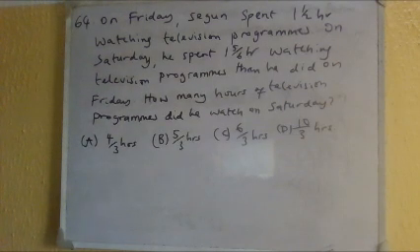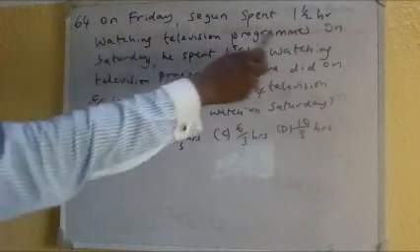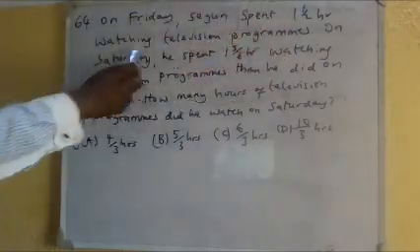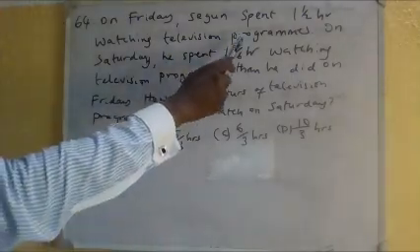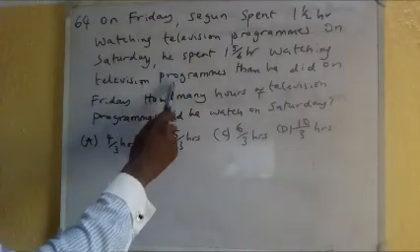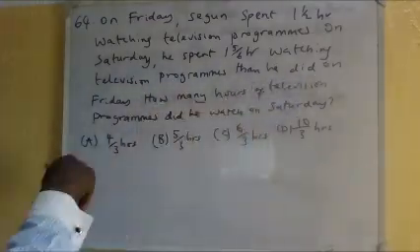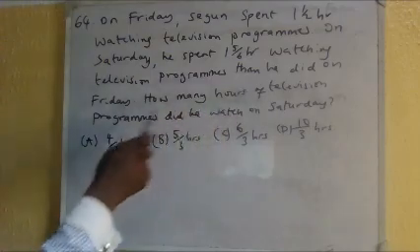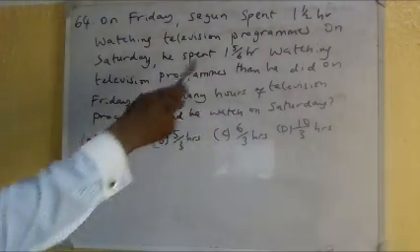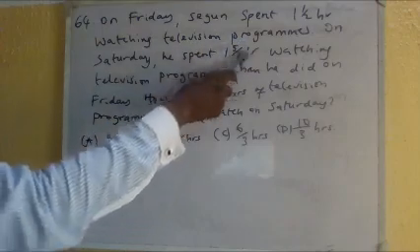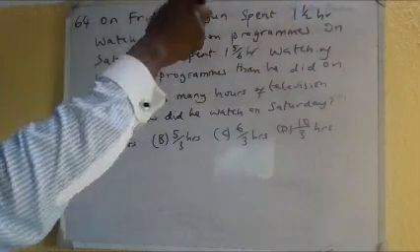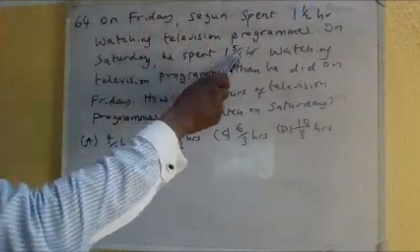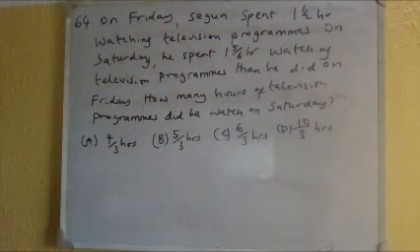Okay, so we have this question on the board. It says on Friday, Shegun spent 1 over 2 hours watching television programs. On Saturday, he spent 5 over 6 hours more watching television programs than he did on Friday. How many hours of television did he watch on Saturday? So Saturday he watched this duration more than what he did on Friday. So you're going to be adding this to that. That is, you're going to be adding for Saturday.